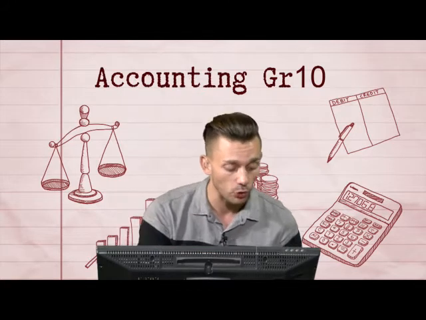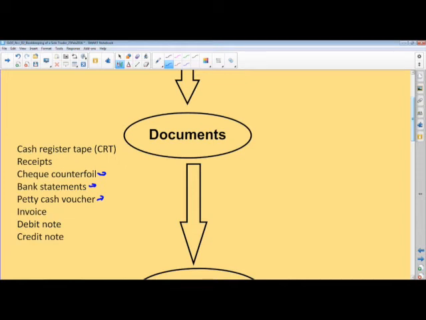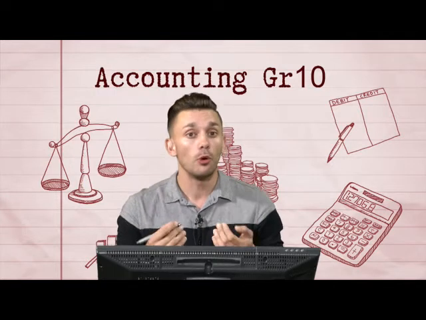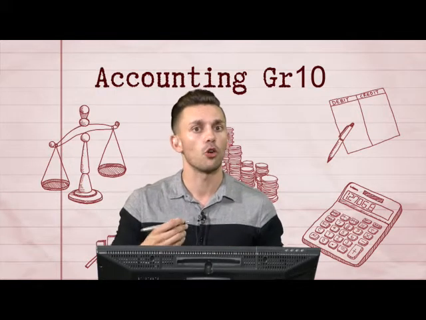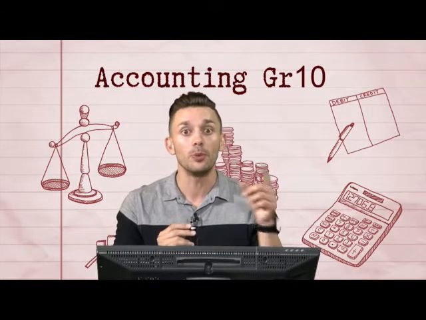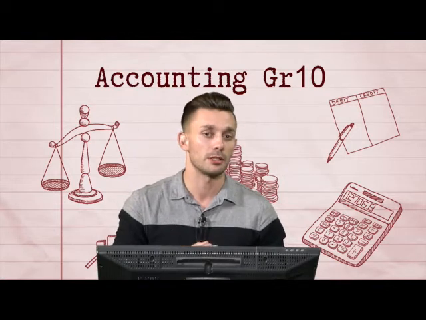But let's continue. We will also have invoices as a source document. Now, invoices, you need to be very clear about this. When we sell goods on credit, we have a debtor. We will issue that debtor an original invoice. What will the business then keep? The duplicate invoice will be kept within the business.